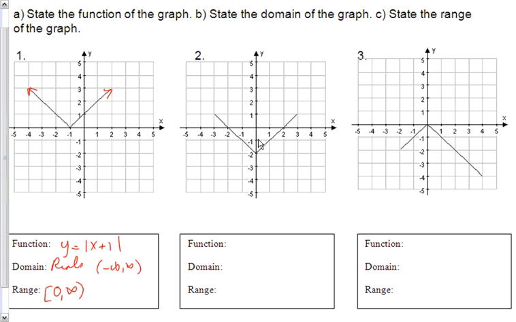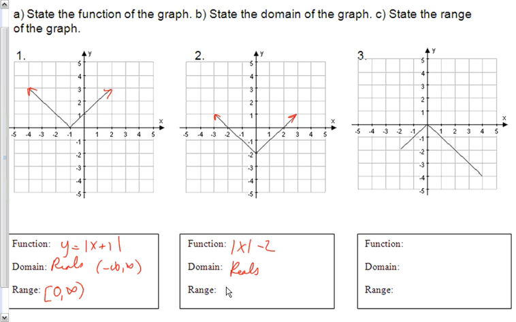Over here, it's an absolute value graph, but if we look, the V has been moved 2 down. Well, it's the absolute value of x minus 2, because the minus comes from the up and down, and it's on the outside. The domain, again, is the reals. You can go left and right as far as you want. There's always something to put in.